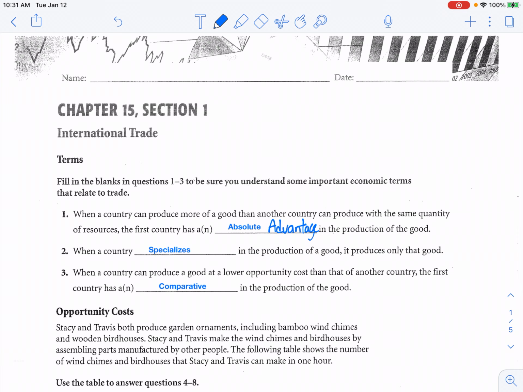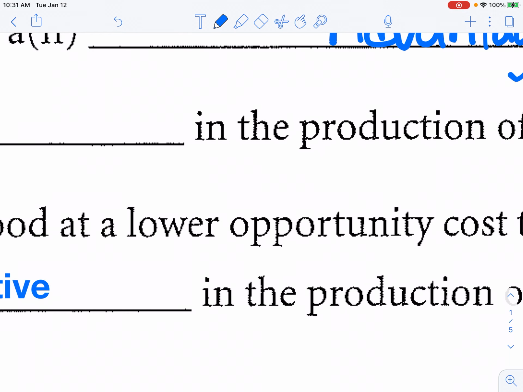So when a country specializes, however, in the production of a good, it's only producing that one good. And when a country can produce a good at a lower opportunity cost than that of another country, that country is said to have a comparative advantage.